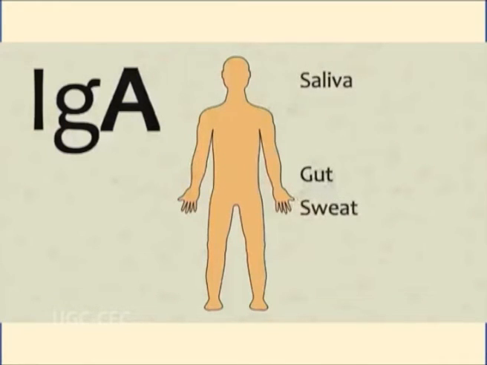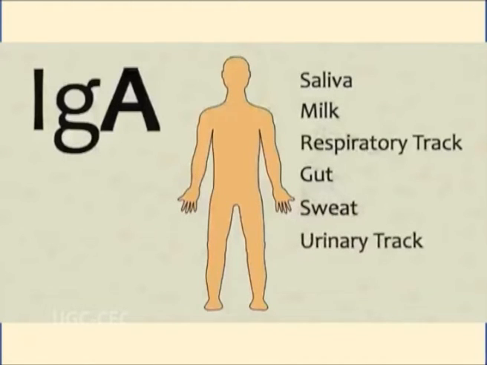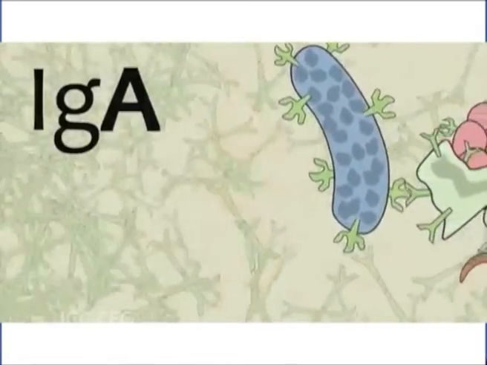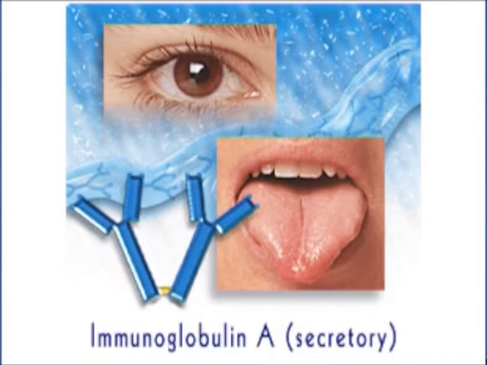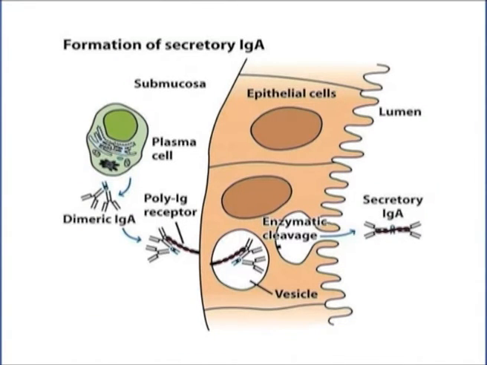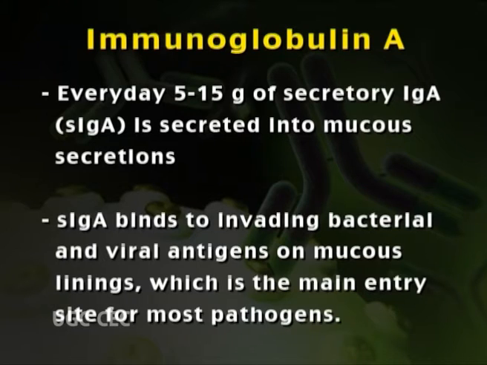IgA is the most abundant immunoglobulin molecule in the whole body because it is present in huge amount in body secretions like breast milk, saliva, tears and mucus. Every day 5 to 15 grams of secretory IgA, that is SIgA, is secreted into mucus secretions. SIgA binds to invading bacterial viral antigens on mucus linings, which is the main entry site for most pathogens.